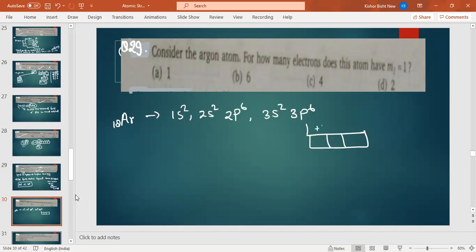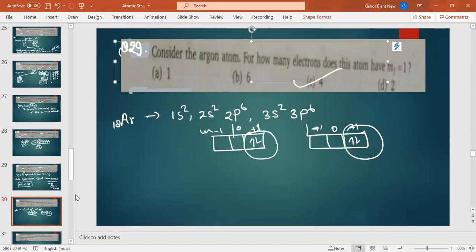Ml values are -1, 0 and +1. So you will write directly the answer 2. No, but here this is also a p orbital, and in this one also -1, 0 and +1 m values. And here again, how many electrons in the +1 value? 2 electrons. So 2 in 2p and 2 in 3p. So the total sum of the electrons is 4. Please remember, here the magnetic quantum number value is given.